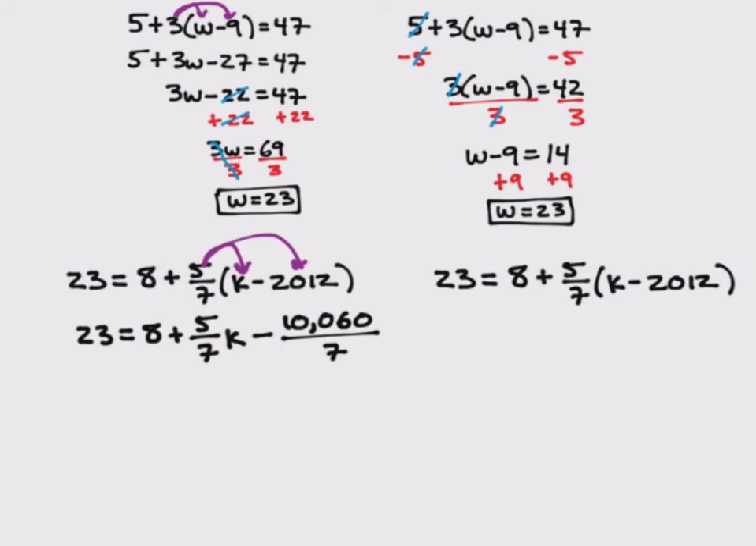Oh gosh, I mean, I don't know, man. That just doesn't look very good to me. I don't want to deal with that. But if instead we decide to isolate what's in the parentheses, the k minus 2012, life might be a little bit easier. Let's see. First, let's subtract 8 from both sides of the equation. And now, let's multiply both sides of the equation by the multiplicative inverse of 5/7, namely 7/5.